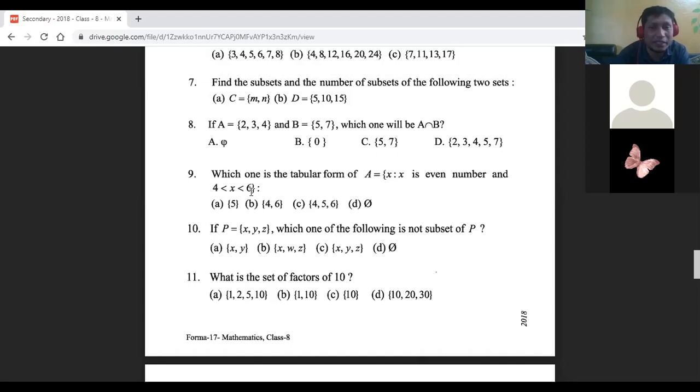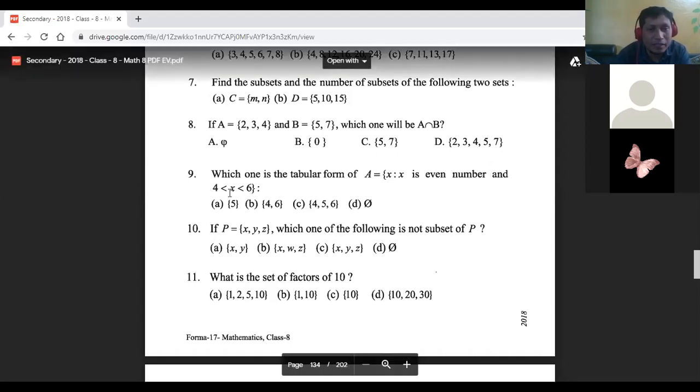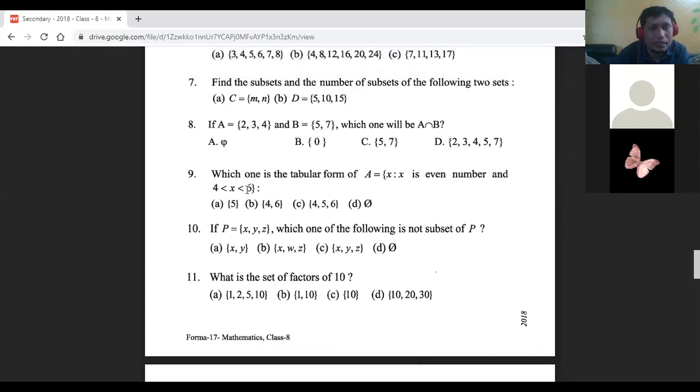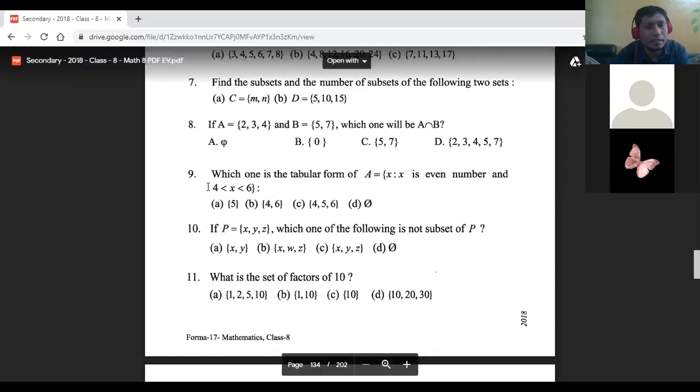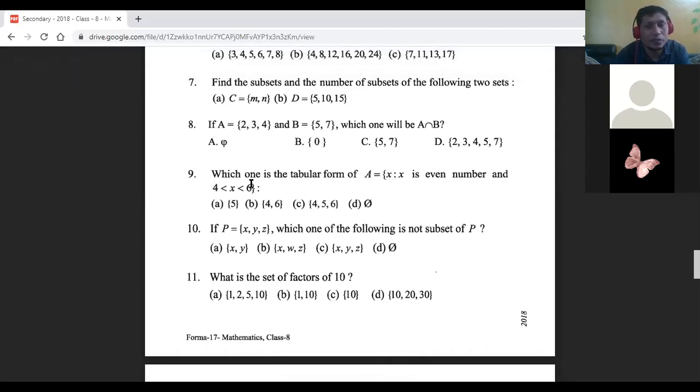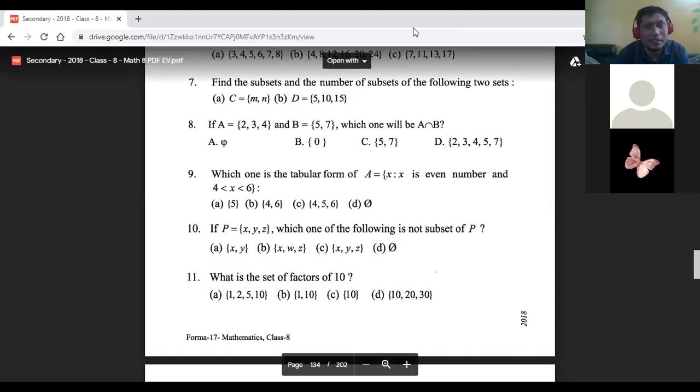This is empty. Why? You see, an even number greater than 4, less than 6. Is there an even number? No, there is no even number greater than 4, less than 6. So the answer is empty. Very easy. Okay, another practical example you have seen. This is empty because X is an even number, but there is no even number greater than 4, less than 6. So empty. I think you have understood how the empty set has occurred. Okay, so we want to conclude our today's class.